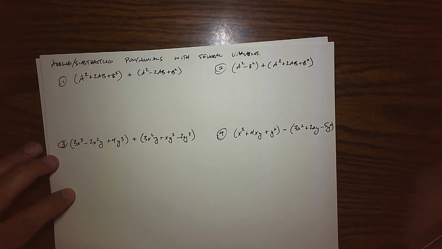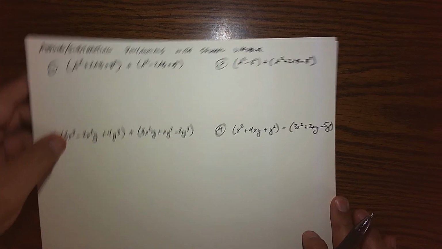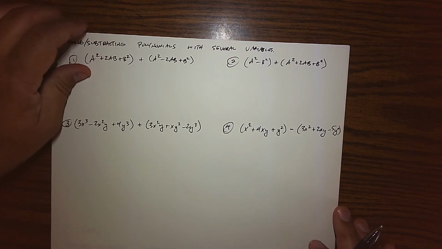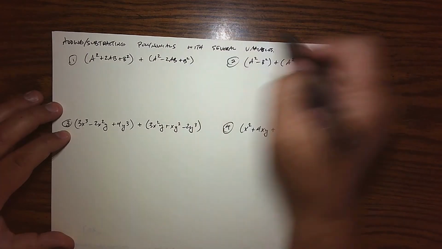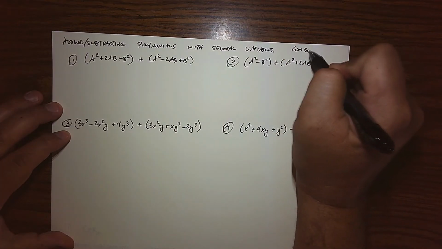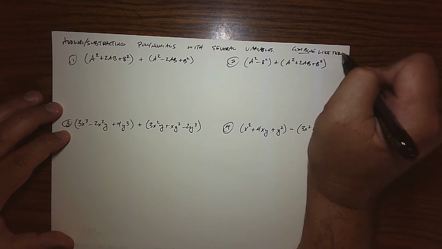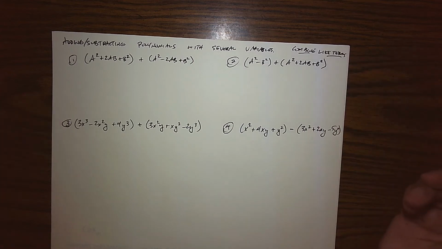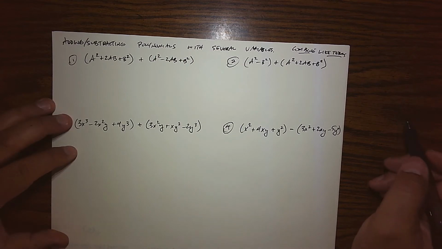Okay, so now that we're introduced to polynomials of several variables, the first thing we want to do with them is talk about how we add them and subtract them. So recall, when we're adding and subtracting polynomials, what it basically comes down to is we need to combine like terms. And so nothing really changes here. The variable part has to be exactly the same.